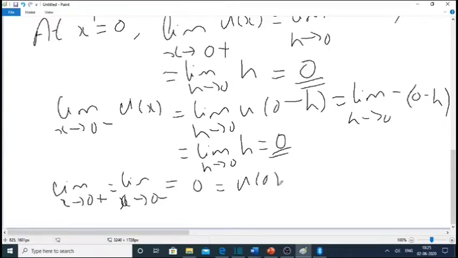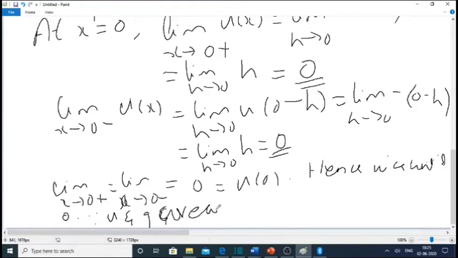That is the same as the value the given function takes at 0. Hence u is continuous at 0. Since u and g are continuous, f equal to u composite g is continuous for all values of x.